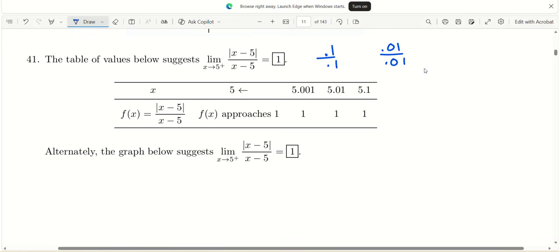Are we going to get 1 from the left? Pick something close. Check for me. Think it out. Not on your calculator. Pick something to the left of 5. That's pretty close. 4.9. If we do 4.9 minus 5, it's negative 0.1, right? Well, if it's absolute value, that'd be 0.1 over negative 0.1. What's that limit going to give me? Not 1 anymore. It would give me negative 1. Your calculator can confirm this.